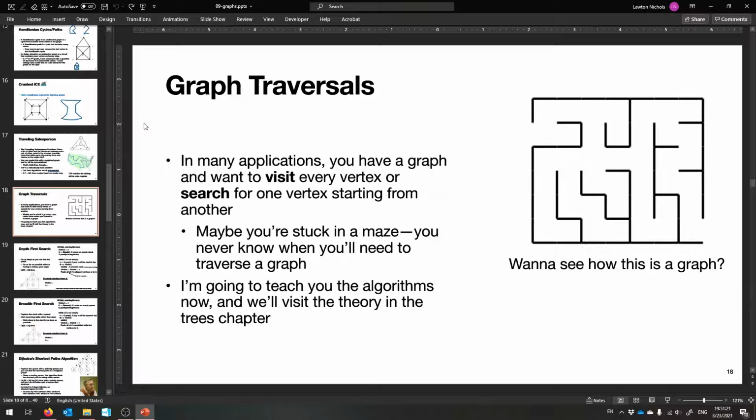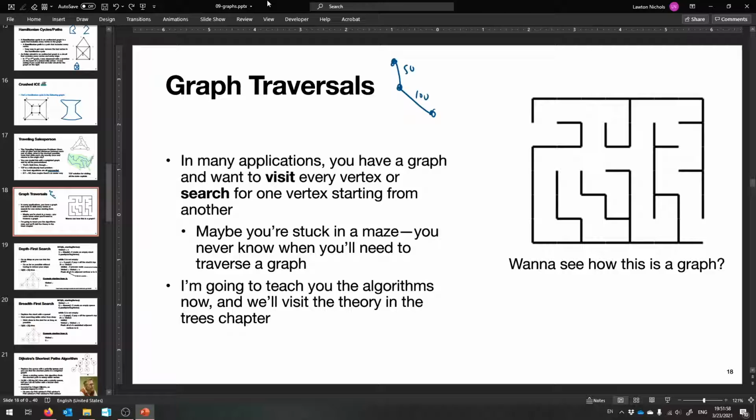Now it's time to program with graphs, okay? A lot of the time we make graphs, and we want to visit every vertex or search for one vertex starting from another. Like we have graphs that represent our roads, and if I want to know how to get to San Francisco, maybe it's going to tell me to take the 99 to the 150 and transfer and things like that, and it knows the distances, and so that's how it can calculate the time, okay? So it's very nice to be able to search for things through a graph and also visit places.